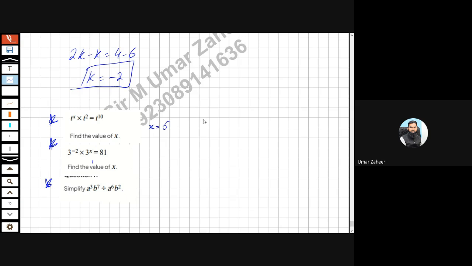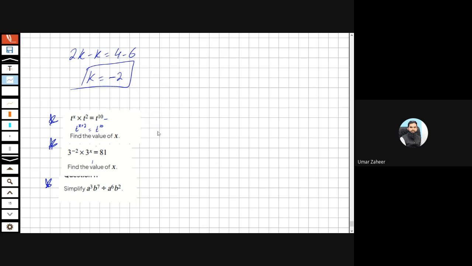Because in the first one, you have the same bases, so you have to add the powers. Then in the next step, you have to compare the powers. So it will be x plus 2 is equal to 10. So in the next step, it is 10 minus 2. So that will be 8. So Daniel is correct. All right.